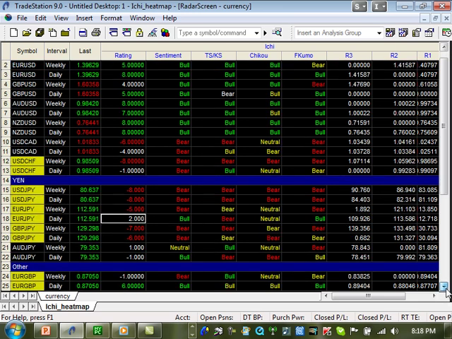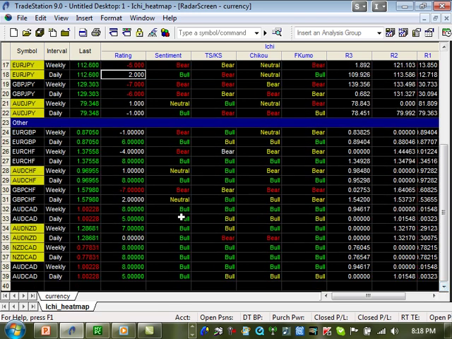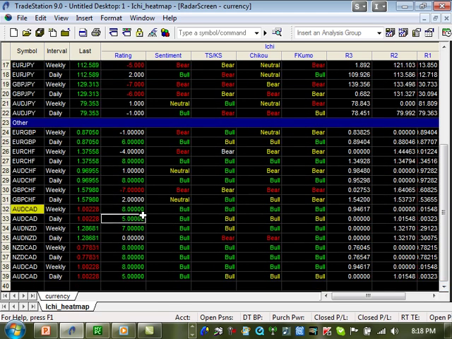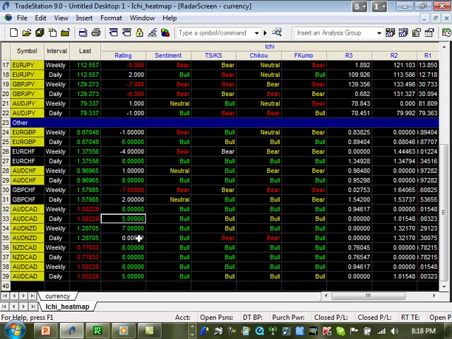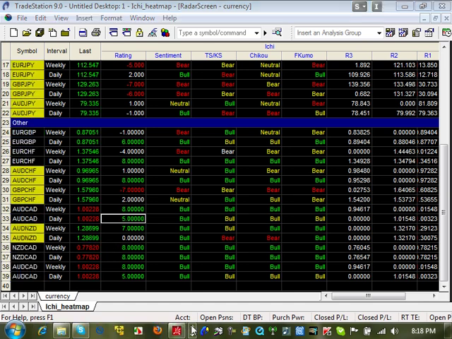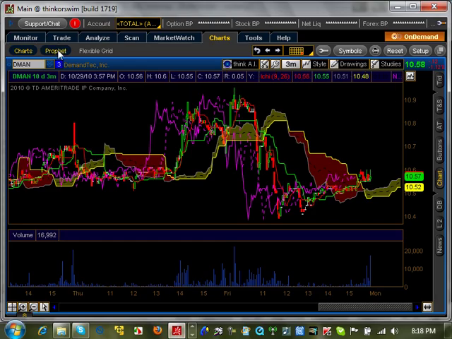And if you scroll down the list, you can see all the others too. You can see the Australian CAD is still bullish, but the daily got weaker. Australia, New Zealand, the daily is weak. And then if you look at it moving forward, okay? So let's go and look at some charts because that's where we're going to get the most from.